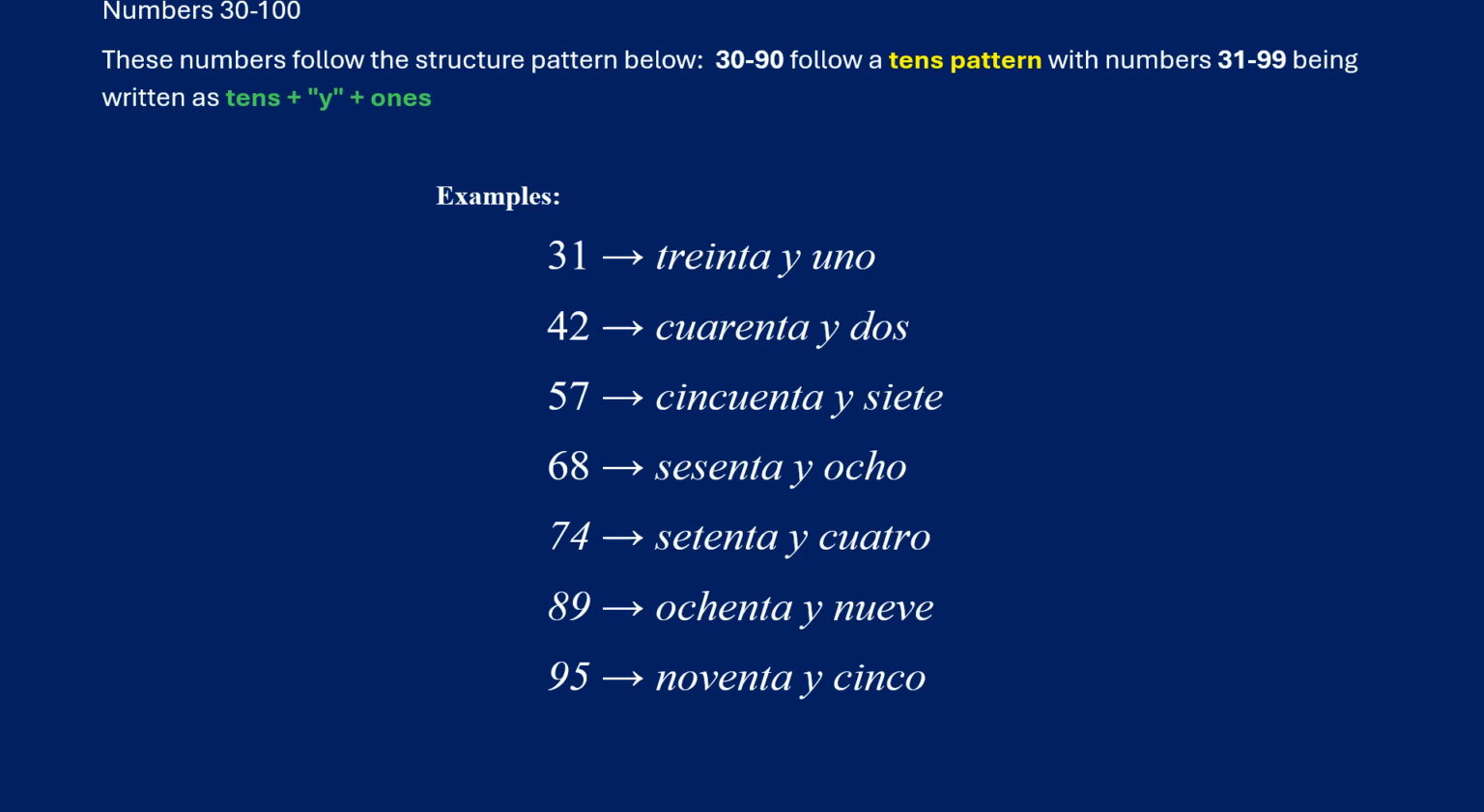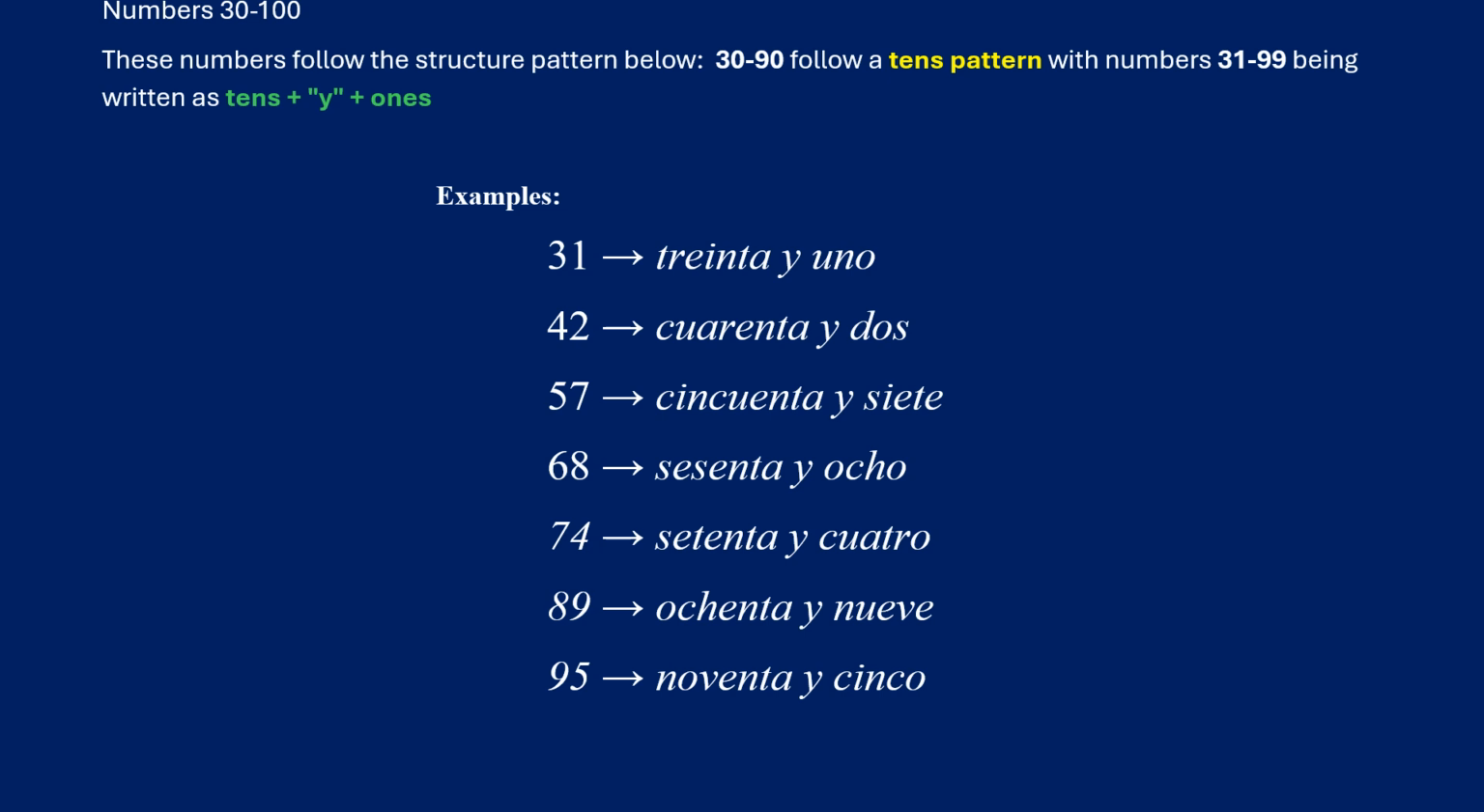The numbers 31 through 99 follow a different pattern than that of the preceding numbers, 1 through 10, 11 through 15, 16 through 19, and 20 through 29. These patterns follow the tens pattern. They use the tens for each number, for example, 30, 40, 50, 60, 70, 80, and 90.